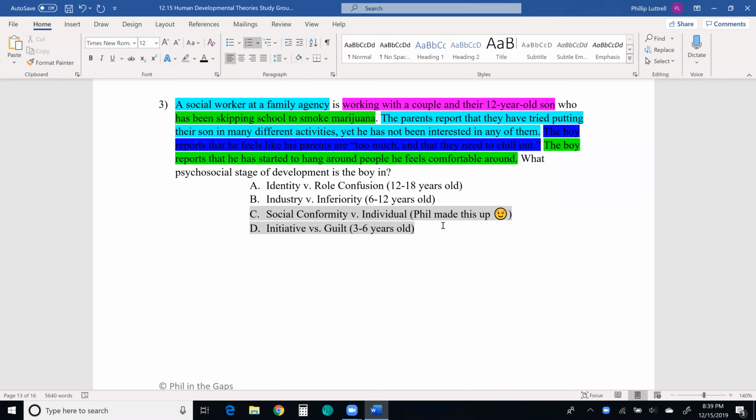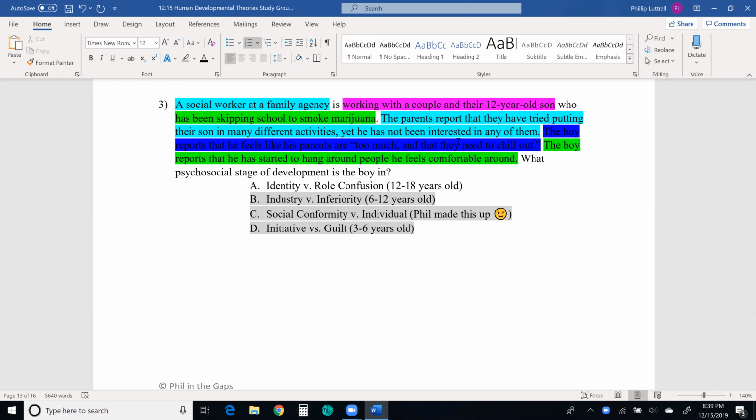We're going to rule out industry versus inferiority because in that stage, you'd be looking for accomplishments and trying to figure out and follow the rules and navigate with different people. Yeah, he's trying to find some social connection, but it's not based on the fact that he's just trying to get operational and do that kind of assembly line type deal and get around people that have similar interests and accomplish things.